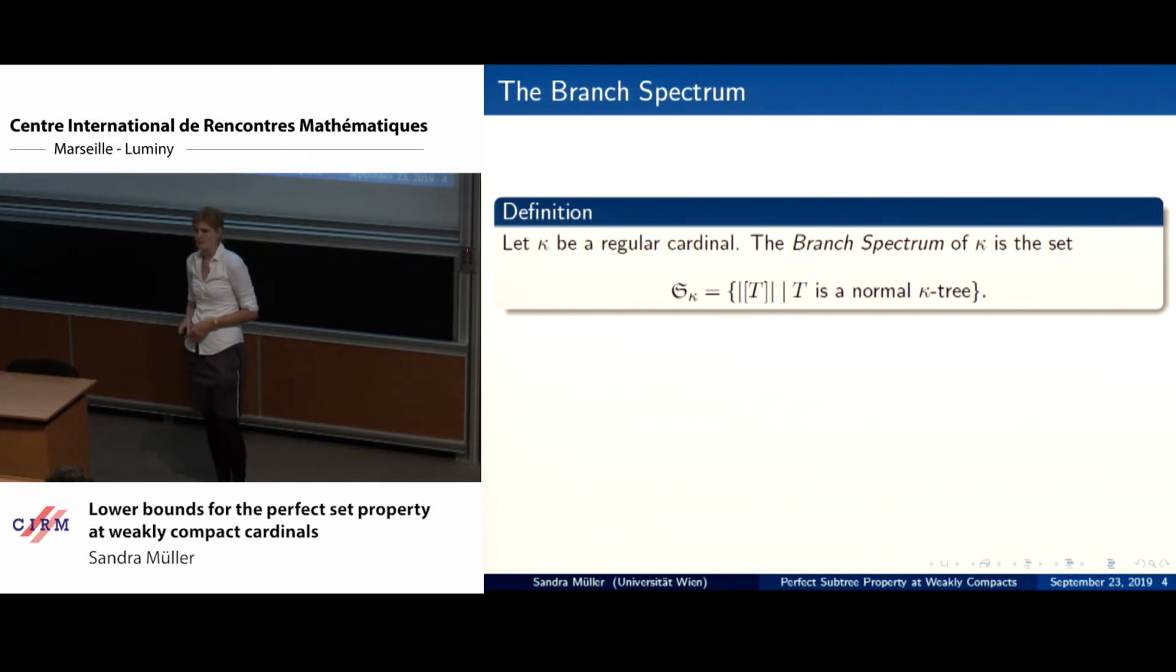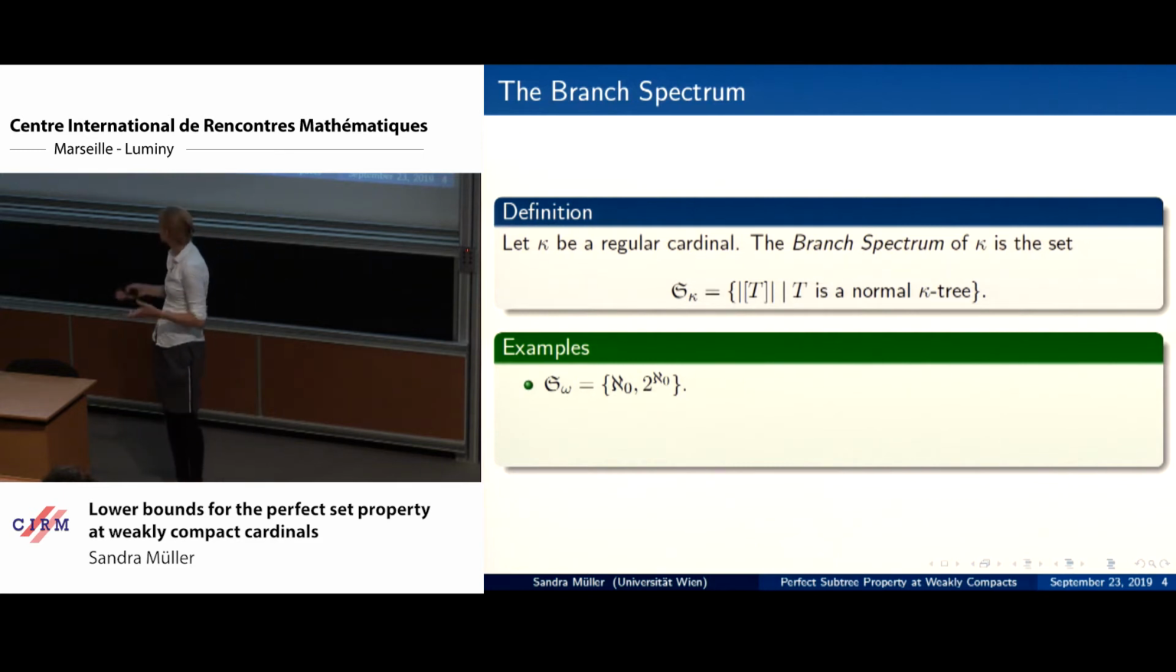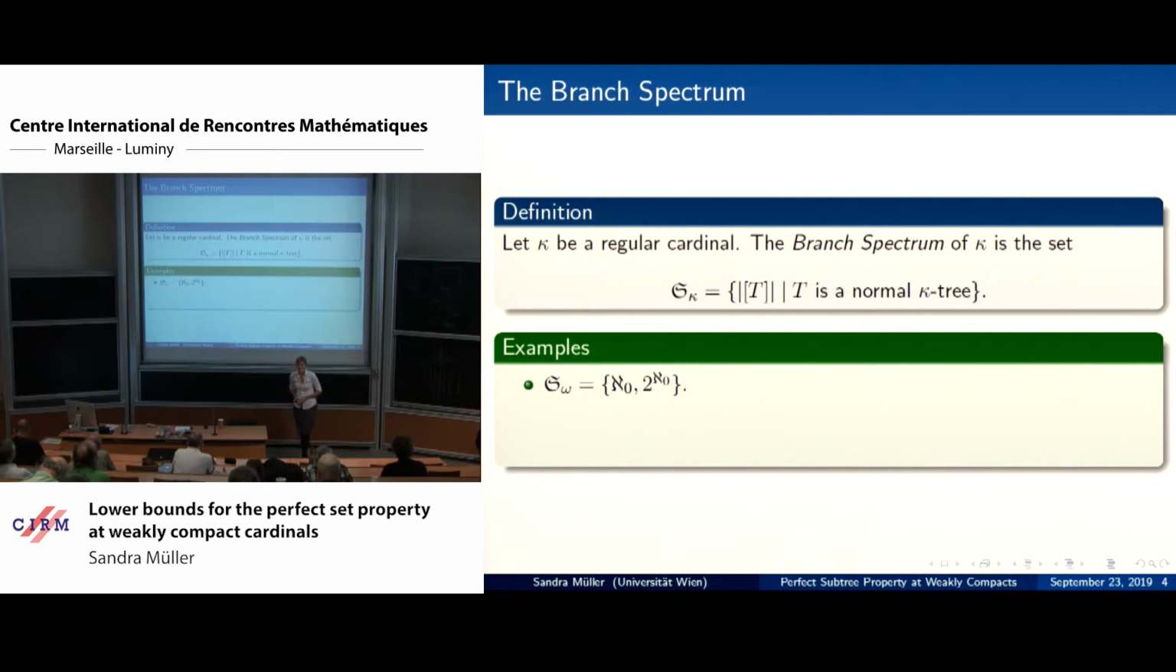Now we can already define the object we want to study. Let's look at the branch spectrum of a given regular cardinal kappa. We just look at normal kappa trees, and we check how many branches they have. So what is the cardinality of the set of cofinal branches of such trees? Maybe let me just give you some examples, and then you will see what I really mean. The easiest case is just Aleph 0 or omega. In that case, there are exactly 2 possibilities. Either we have Aleph 0 many branches or continuum many. One thing is Koenig's lemma, the other thing is Cantor-Bendixson. And so for omega, this is not very interesting. For omega 1, this is actually something that has been extensively studied by Silver and other people.